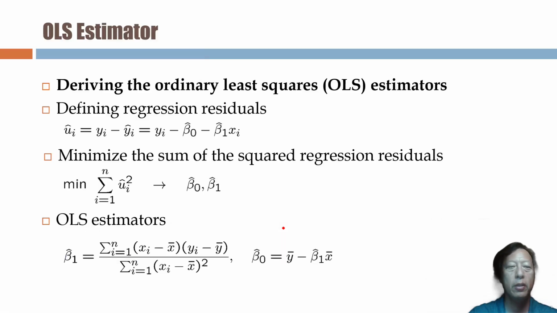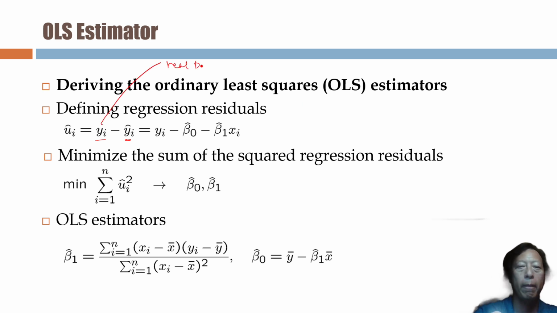So here, as you can see, the regression residual is the real y minus the estimated y. Here the y is from real data. This is by the linear model. That's why you can replace y hat with this one. So this is like yi minus beta 0 hat minus beta 1 hat xi.